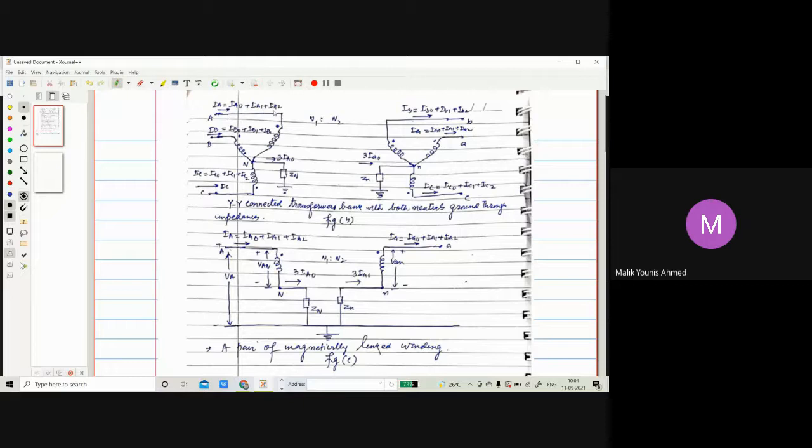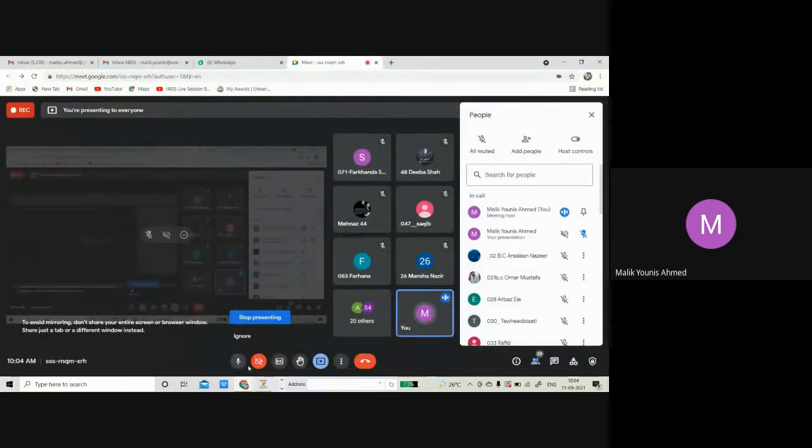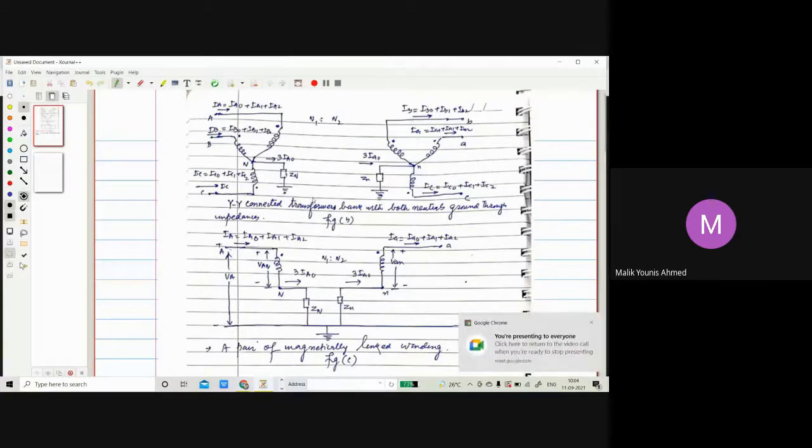Currents are moving in this direction in phase A, phase B, phase C, and this is the neutral. IN is the summation of these, and IN is equal to 3Ia0, as we have seen already. Similarly here, we have IA phase, IB phase, and IC phase, and the neutral current is equal to 3Ia0.